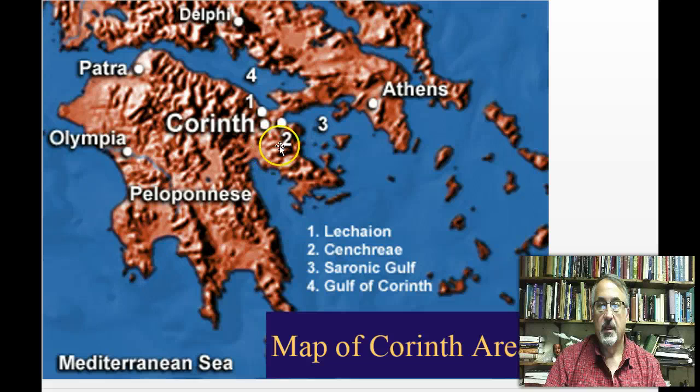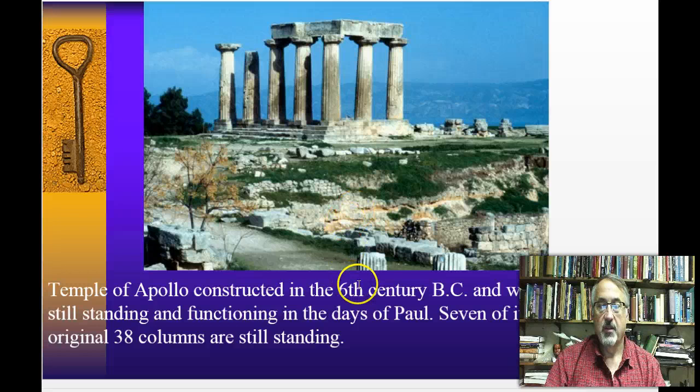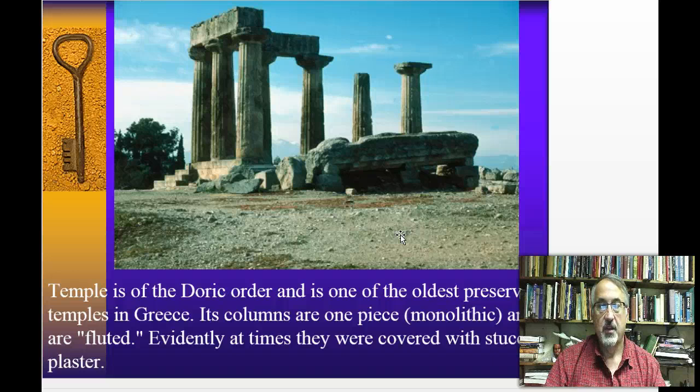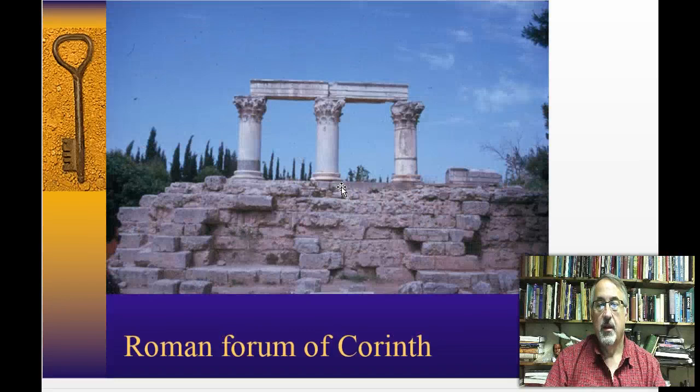The Temple to Apollo is the only thing the Romans left standing in Corinth. Built in the 6th century, it originally had 38 columns. This is all that's left now. Seven columns are left standing. These are monolithic columns of the Doric order. As you can see here, very simple tops to the columns. And they're monolithic. That means one stone. The Roman Forum area of Corinth. Just some of the pictures there.